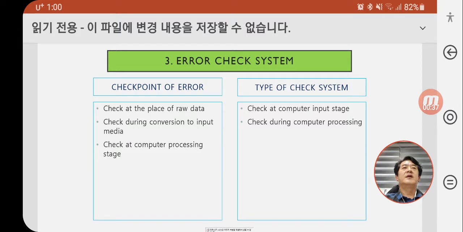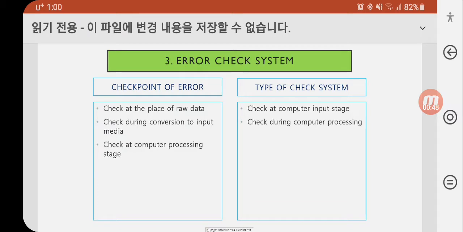Reliability of the line in use, slip entry errors, and checking during conversion to input medium. Designing the data entry form to be easy to see not only improves the speed of entry, but also reduces errors.